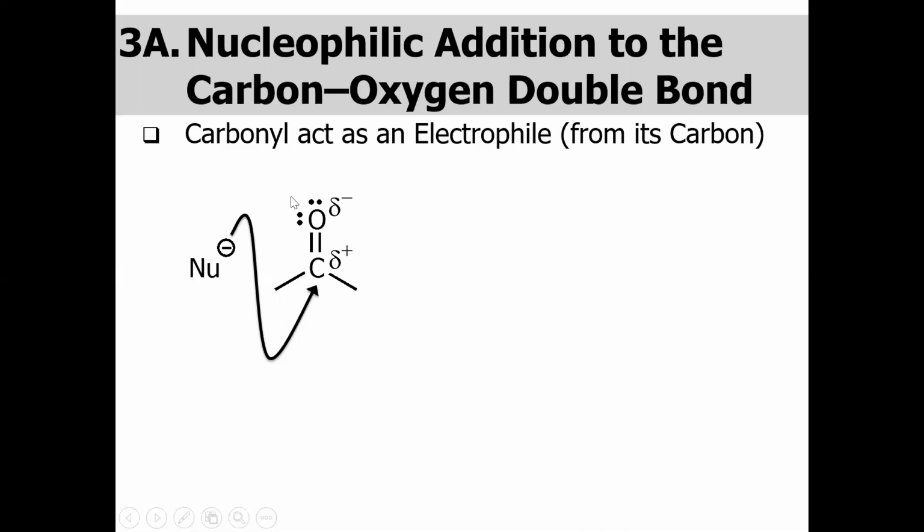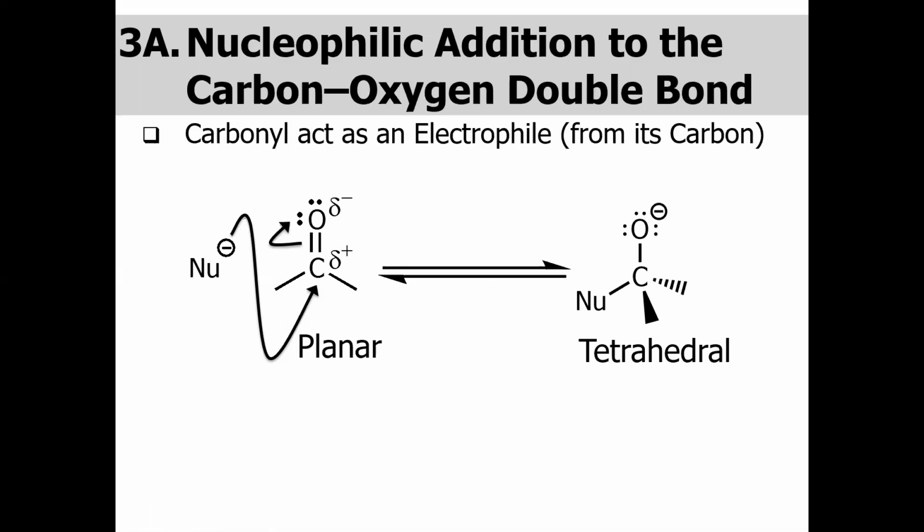Definitely this carbonyl structure has a planar geometry. Once a nucleophile attacks this carbon, the weaker pi bond will break and the electrons will shift onto this oxygen as a lone pair, and we have this tetrahedral intermediate.